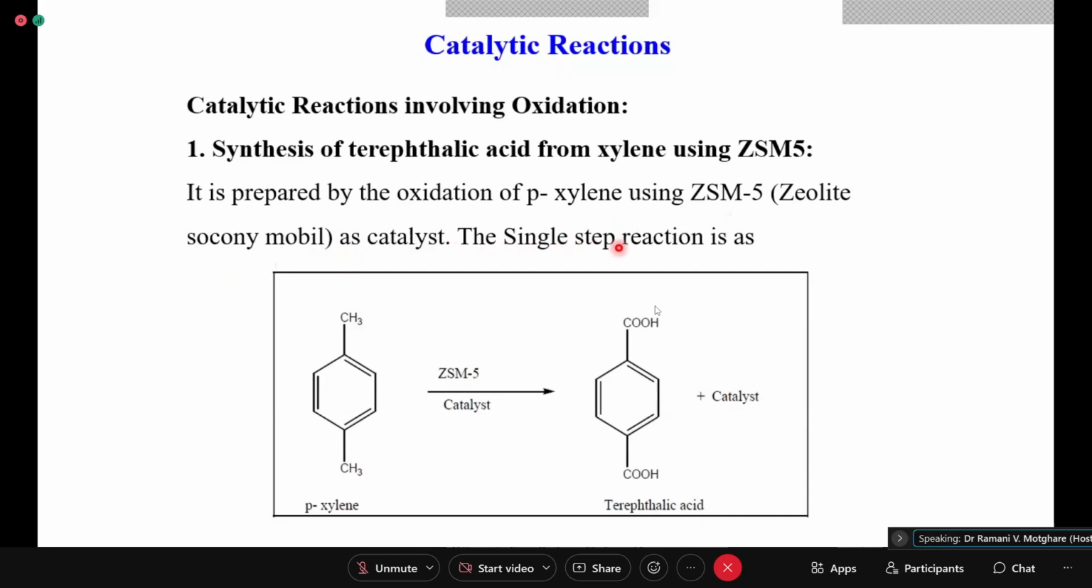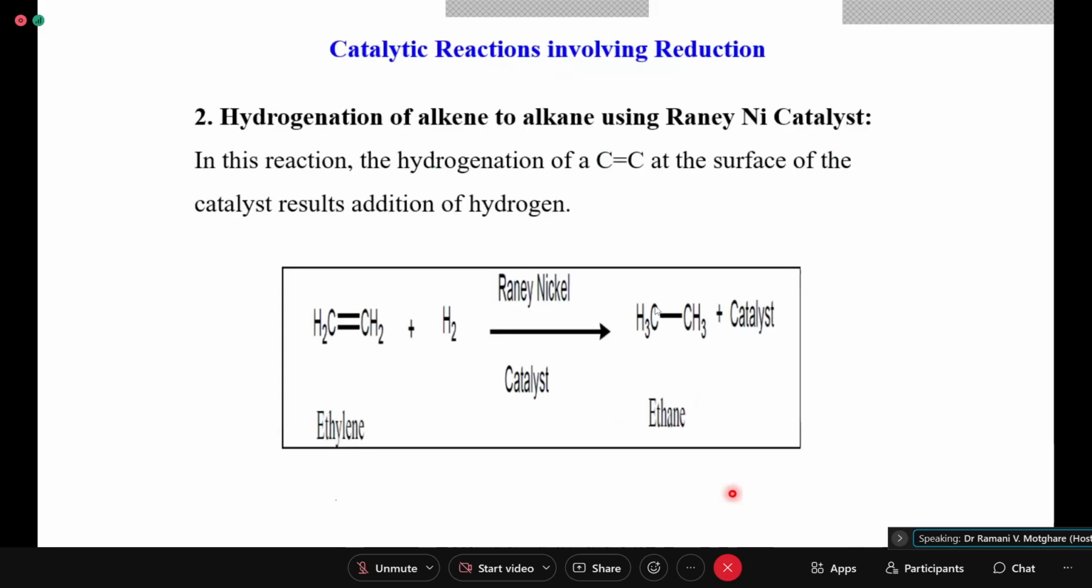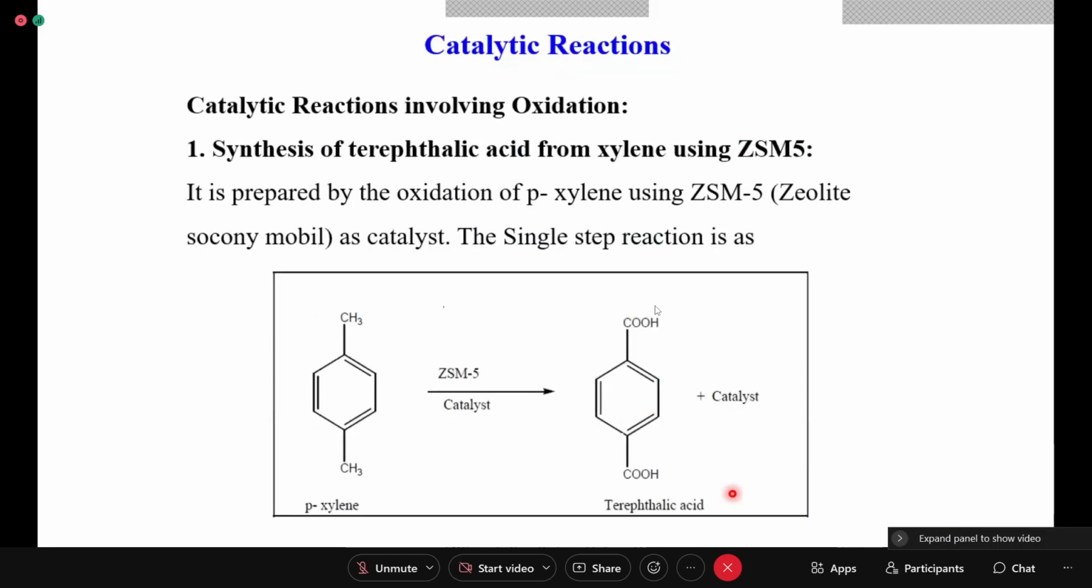So the single step reaction is like you have paraxylene in presence of catalyst, you get formation of terephthalic acid, and you get back the ZSM5.